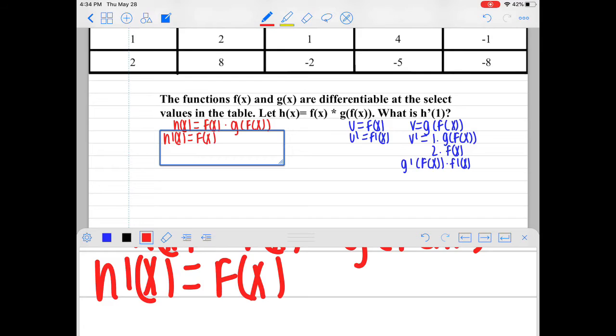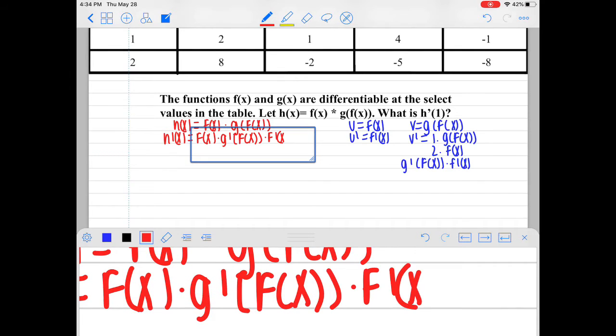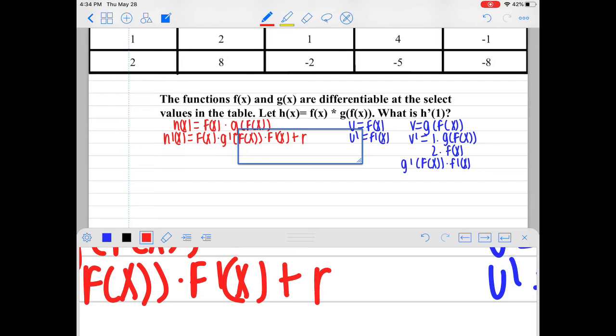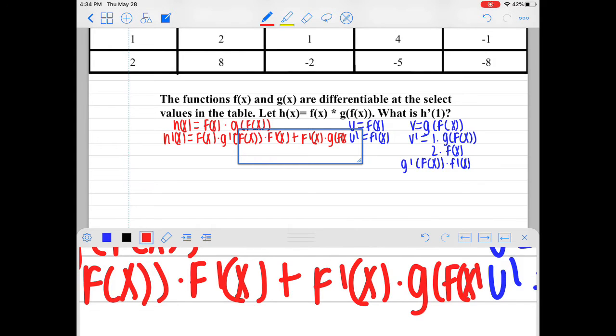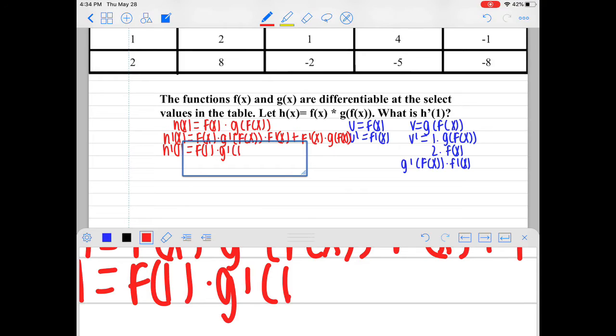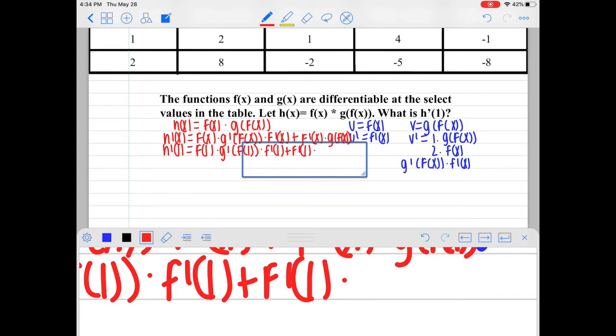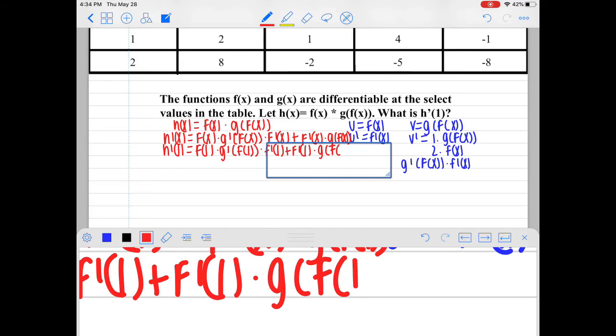And so now we're going to apply the product rule. So that is the first function, which is f of x, multiplied by the derivative of the second function, which is g prime of f of x times f prime of x, and then add that to the derivative of the first function, f prime of x, times the second function, g of f of x. And then it's asking for h prime of 1, so we're just going to plug in 1 for all of the x values as shown. So f of 1 times f prime of 1 plus f prime of 1 times g of f of 1.